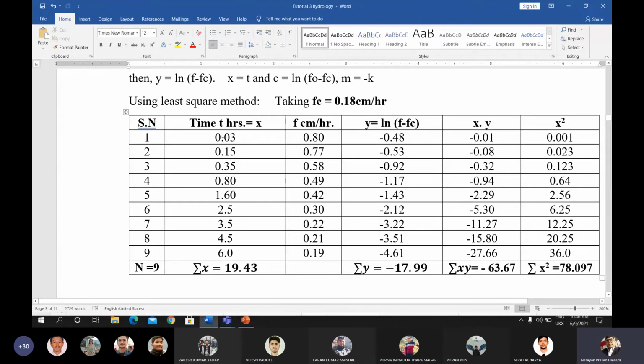So multiply 0.03 and minus 0.48. You will get the value of 0.01. I have not taken more data beyond 2 digits of decimal. You can put the other data here also.